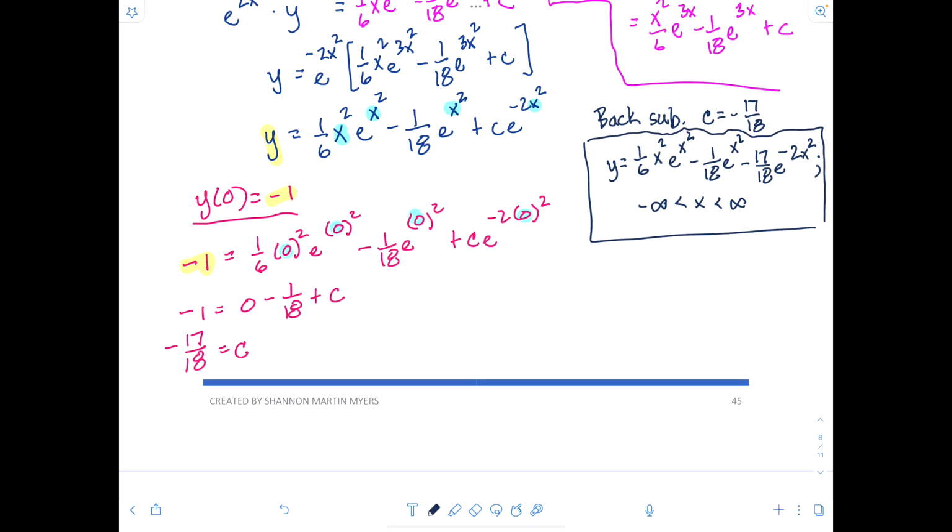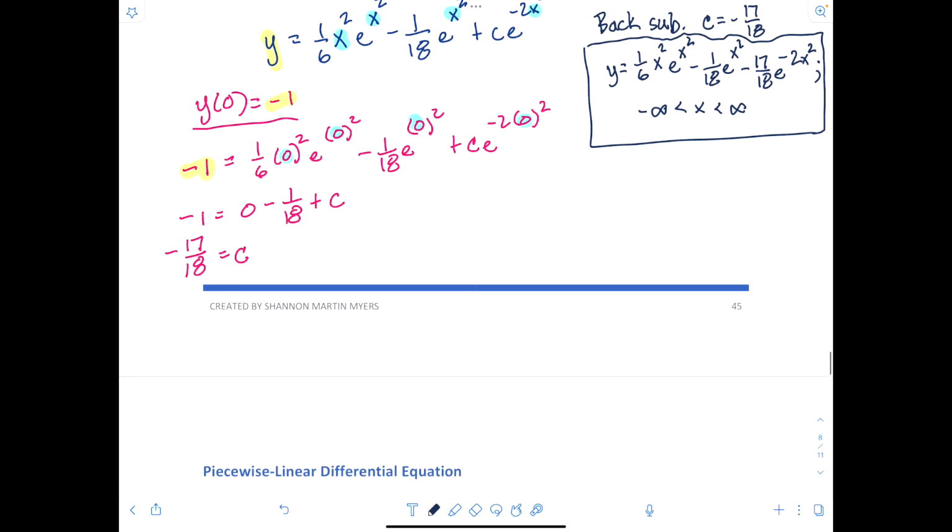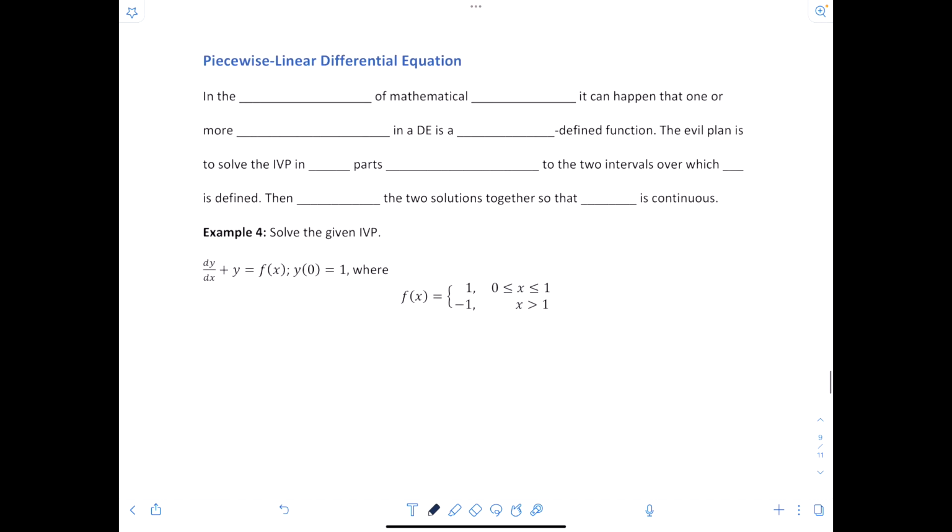So I know it's kind of a long process, but you gotta admit it's kind of cool, isn't it? All right, piecewise linear differential equation.